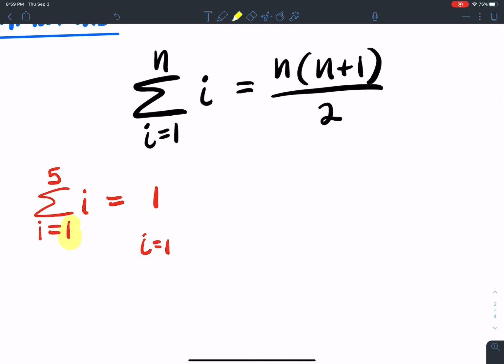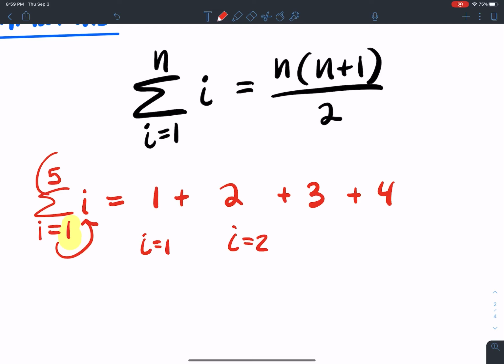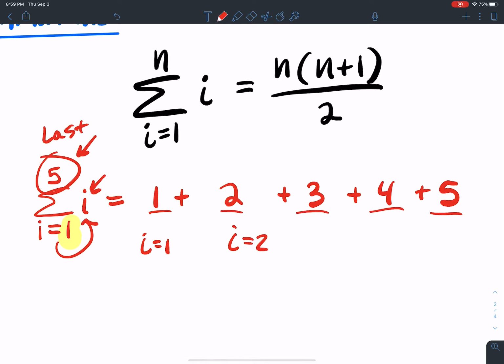And this symbol here is summation, right? So that means that I add the next term. Well, what's the next term? When i equals 2, I plug in a 2 everywhere I see an i. Well, there's just an i, so I'll plug in 2. And then I go to the next term. When i equals 3, I plug in 3. When i equals 4, I plug in 4. And the last one is when i equals 5. Remember, this is the last term. And when i equals 5, I plug in 5 for i. And so then I add those: 1 plus 2 plus 3 plus 4 plus 5.